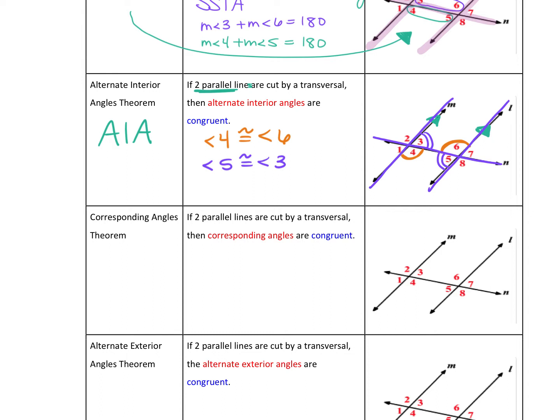We'll get there. All right, corresponding angles. Remember we did CA for that? It says the same thing. If the lines are parallel, then corresponding angles are congruent. So you're trying to find angles that are in corresponding locations.